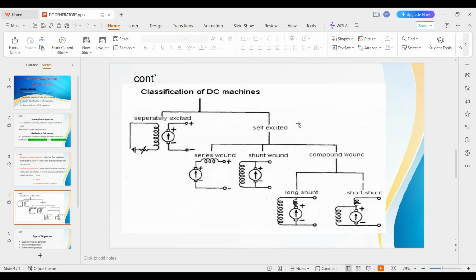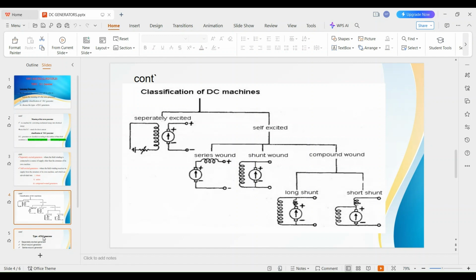And we have said that self-excited generators are also grouped into three. We have series wound generators, shunt wound generators, and compound wound generators. And in compound wound generators, we can see that we have long shunt and short shunt. We shall see this further when we look at their calculations.